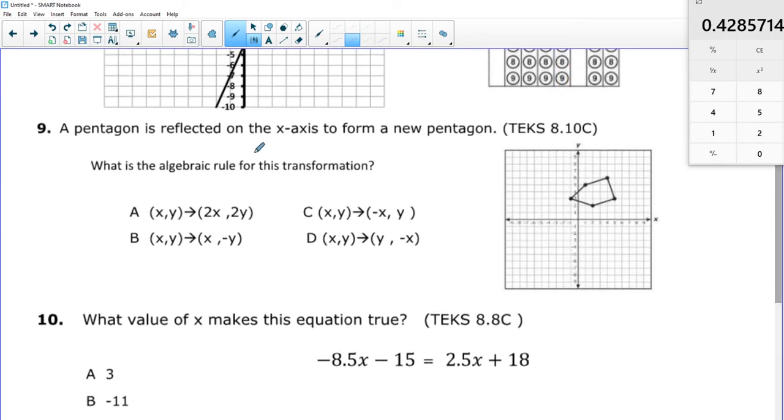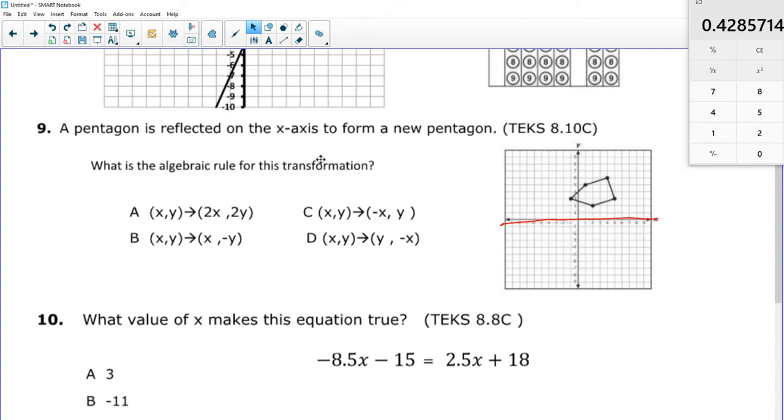Okay, cool. A pentagon is reflected on the x-axis to form a new pentagon. What is the rule for this? So I'm going to ignore the pentagon because it doesn't really matter what the shape is. I'm going to find my x-axis. Okay, that's not quite the x-axis. Let's see if I can fix my line here. It's been a while since I've done this. I forgot how to draw straight lines. Yeah, that looks pretty perfect right there.